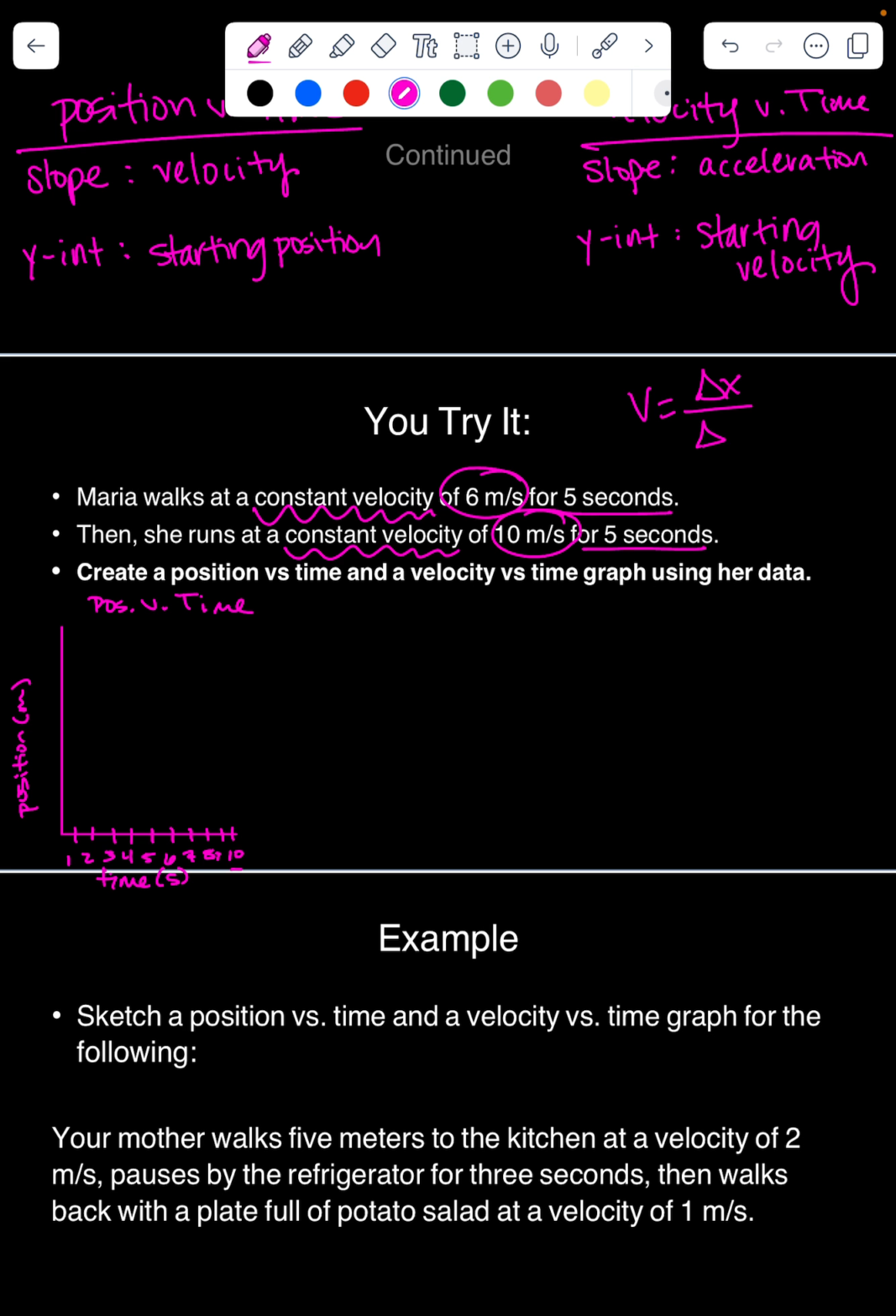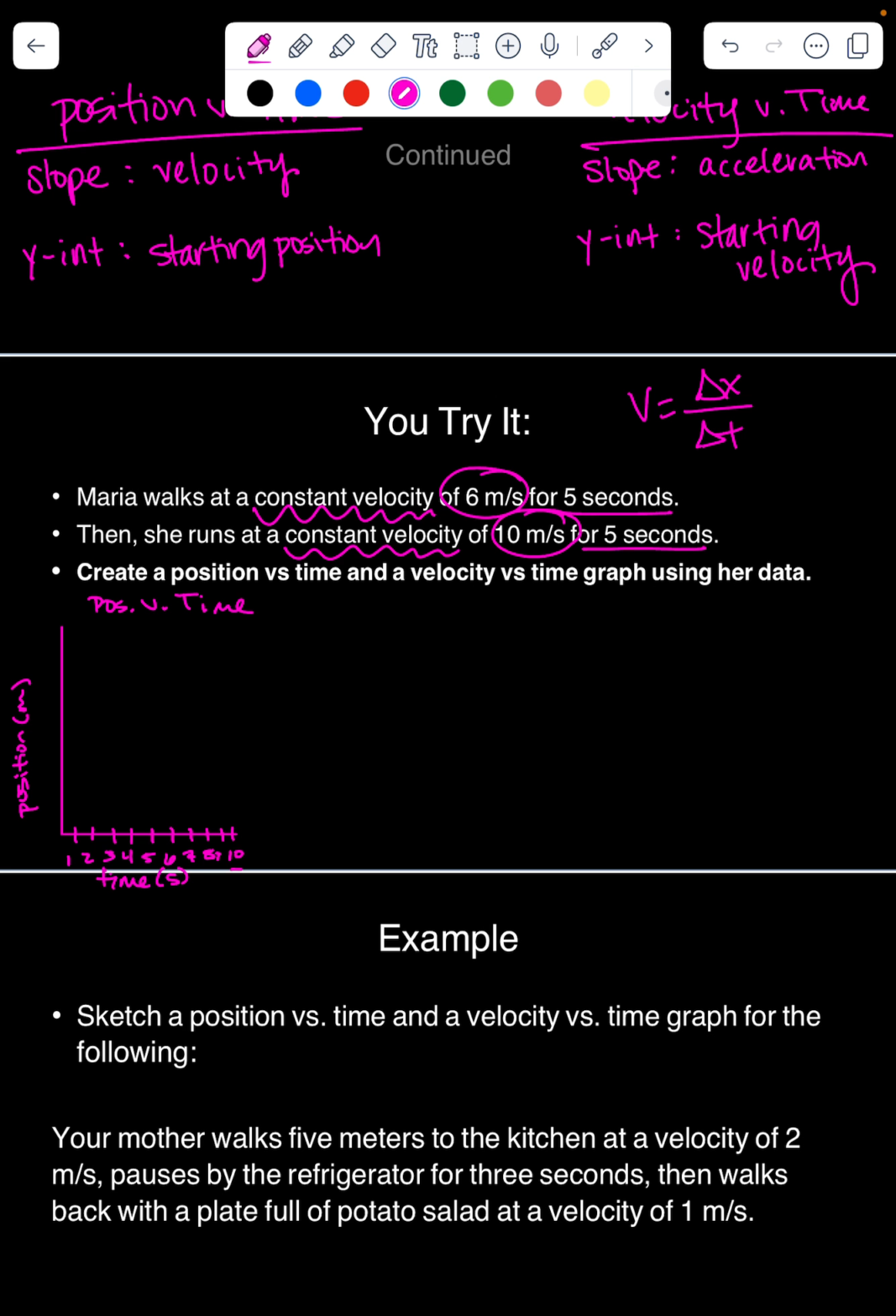Now for position, I did not give you the position, and technically we can use our velocity equation to work backwards and find out what position is changing per second, but I'm not going to make you do that on this one. This is just trying to get the shape of these graphs. All right, so the first thing that I want you to notice is we have a constant velocity.